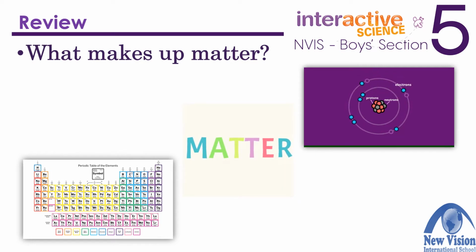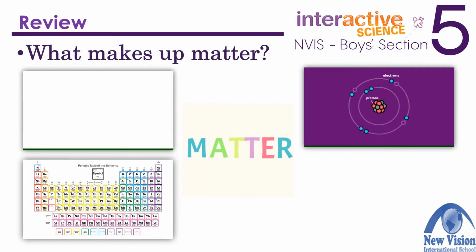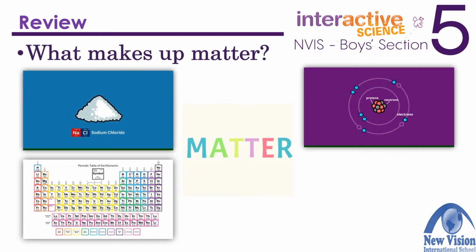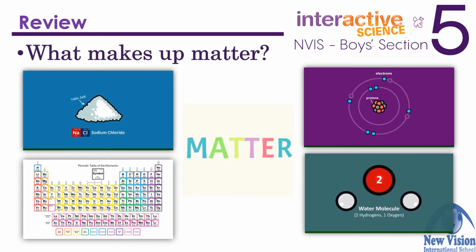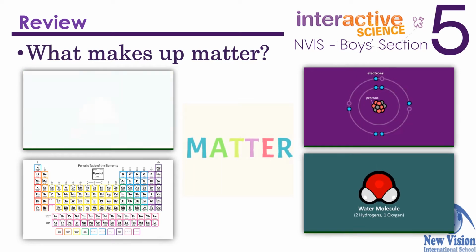Atoms are made of subatomic particles known as protons, neutrons, and electrons. A compound is a type of matter made of two or more elements. A molecule is the smallest particle of a compound that still has the properties of that compound.